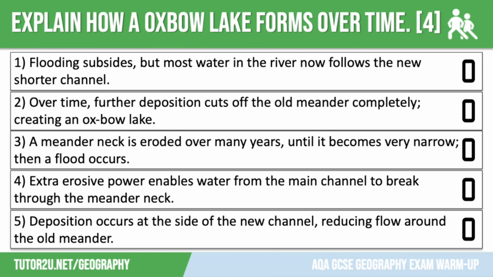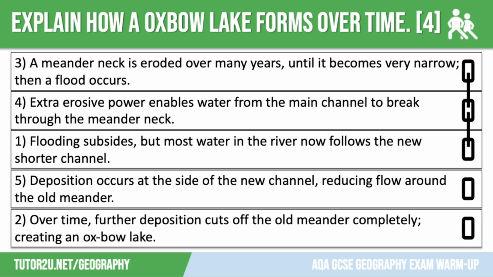Okay, let's see how you did. So did you get the sequence correct? Well done if you did. A meander neck is eroded over many years until it becomes very narrow and then a flood occurs. Extra erosive power enables water from the main channel to break through the meander neck.